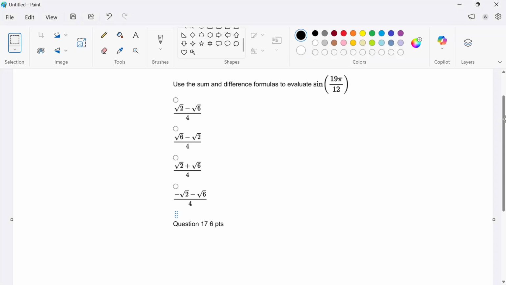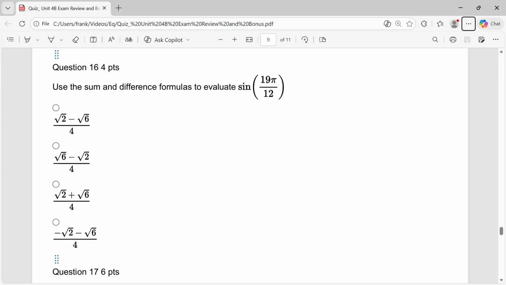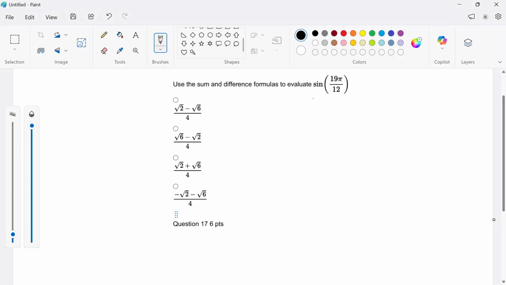This is Pre-Calculus Onramps, Practice Test 4B, question, I believe it's 16, let me double check it. Question 16, and this is using sum and difference formulas, sine of 19 pi over 12. Well, I'm going to try to make it a sum, and I'm going to see if I can get pi over 4. I'm just guessing an angle.